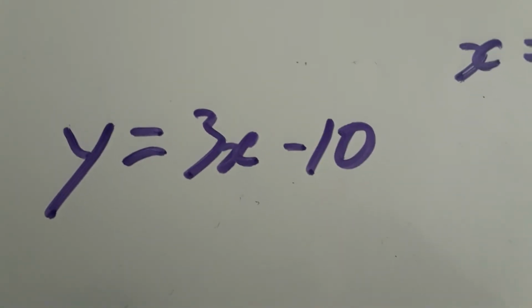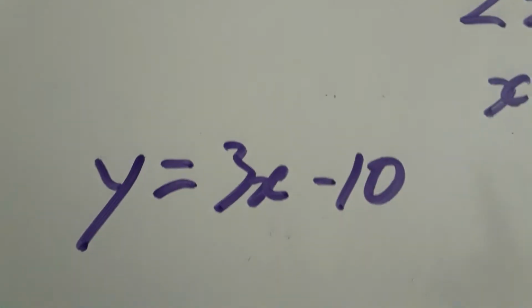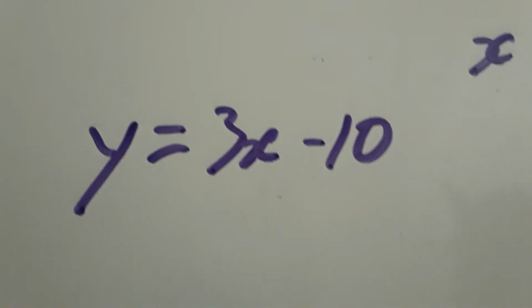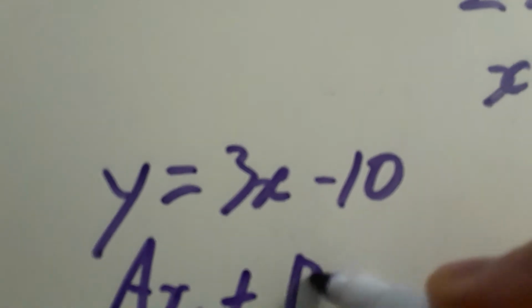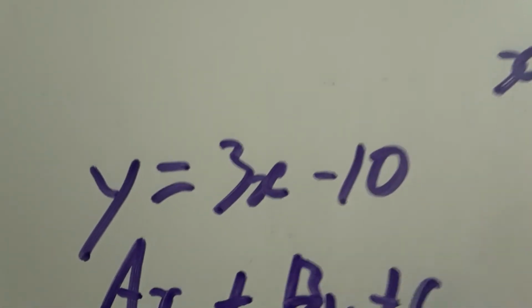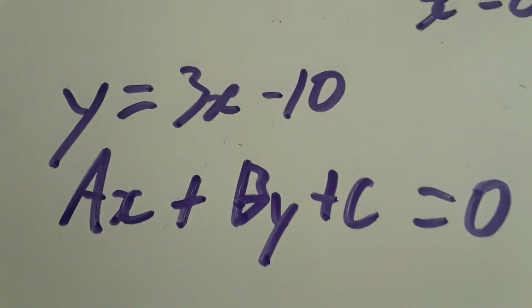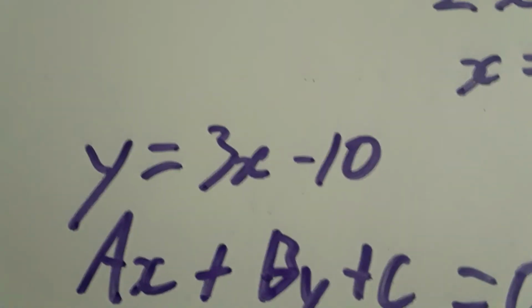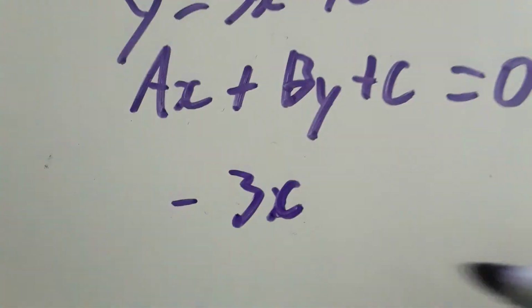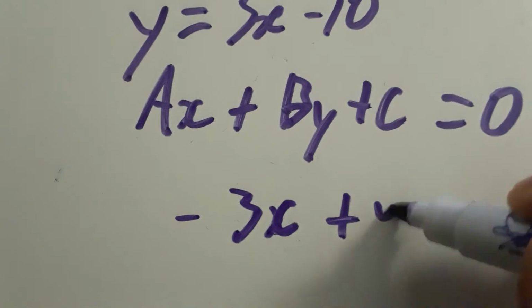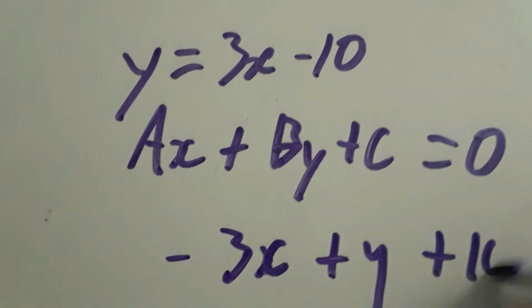But don't forget, we were asked to find the line in general form. And in order to do general form, again, is ax plus by plus c equals 0. And remember, a has to be either 0 or a positive whole number. So what we're going to do is we're going to put 3x on the other side and make it negative 3x. We're going to leave y as it is. We're bringing negative 10 over, so it becomes positive 10.